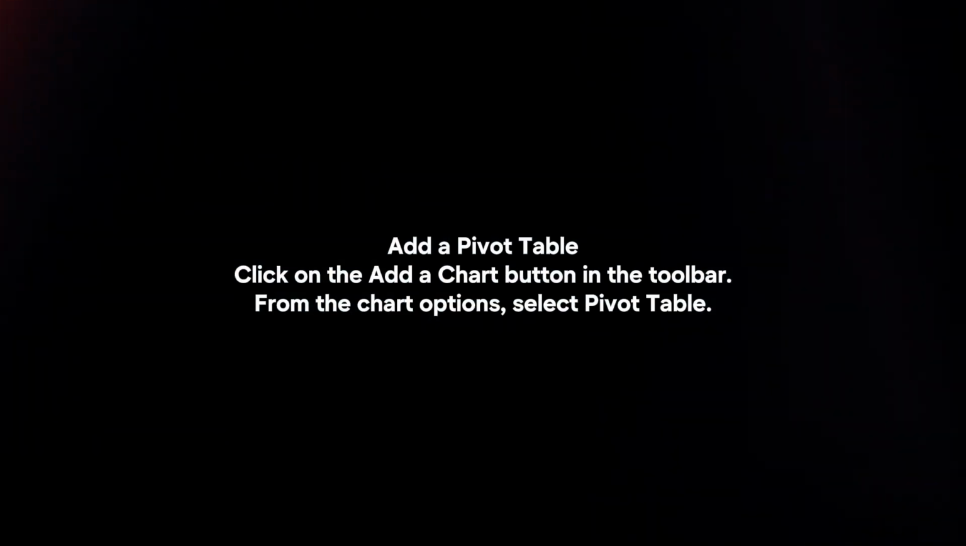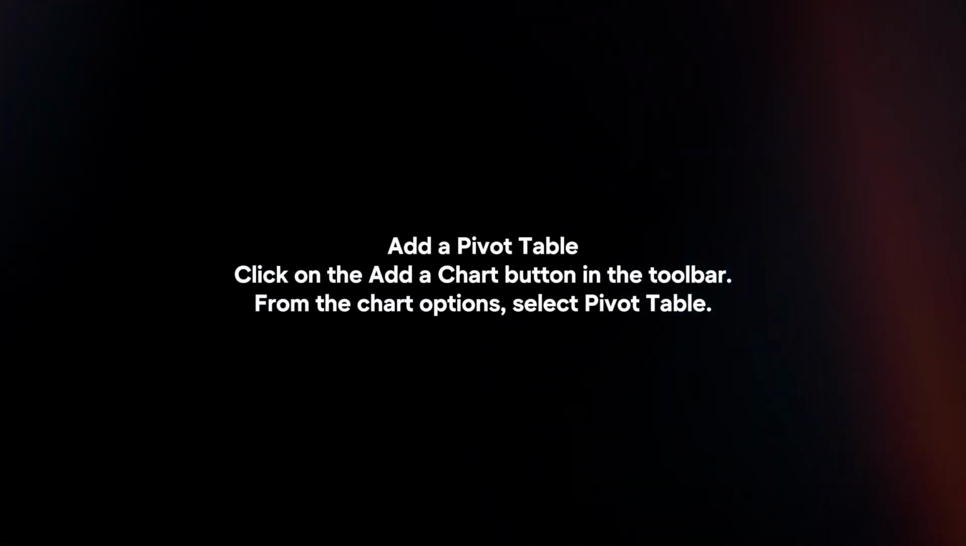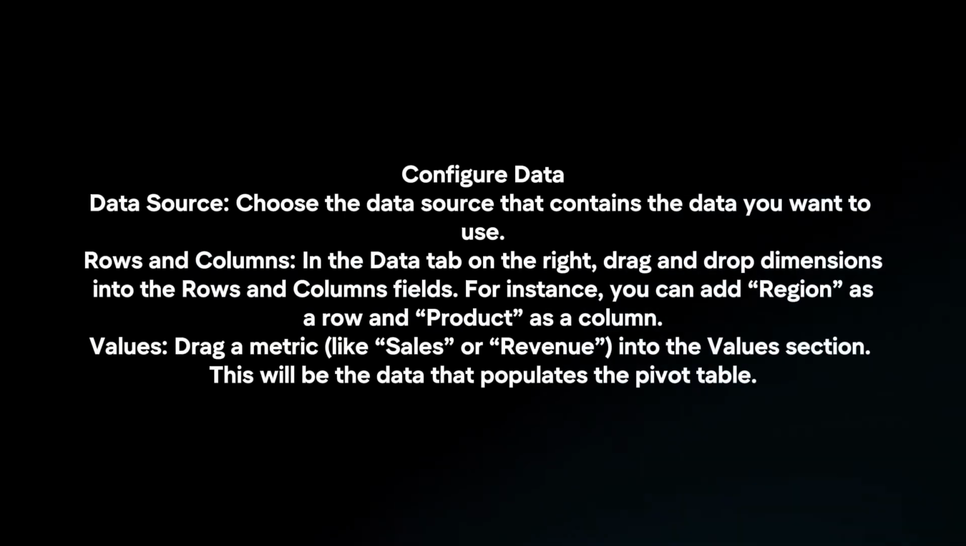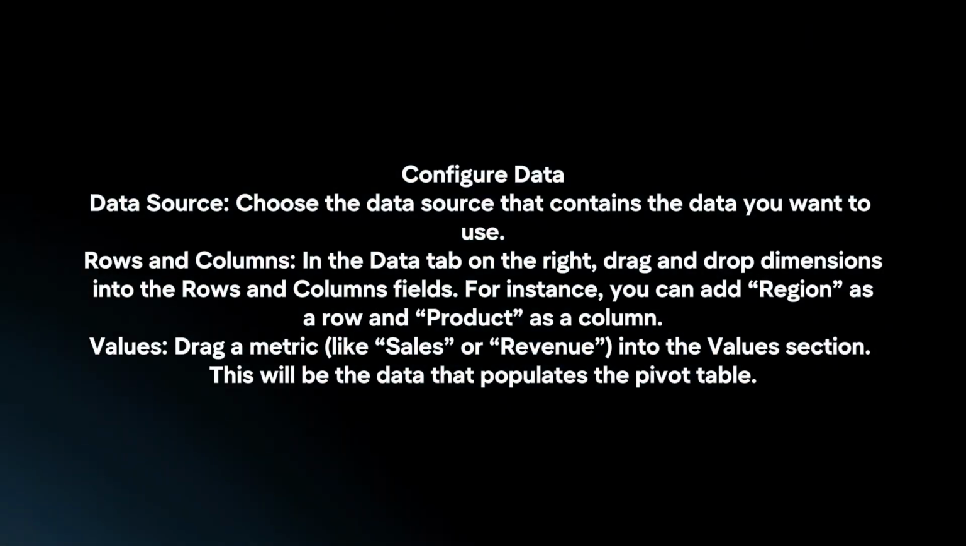Add the pivot table. Click on the Add a Chart button in the toolbar. From the chart options, select Pivot Table. Configure Data. Data Source. Choose the data source that contains the data you want to use.